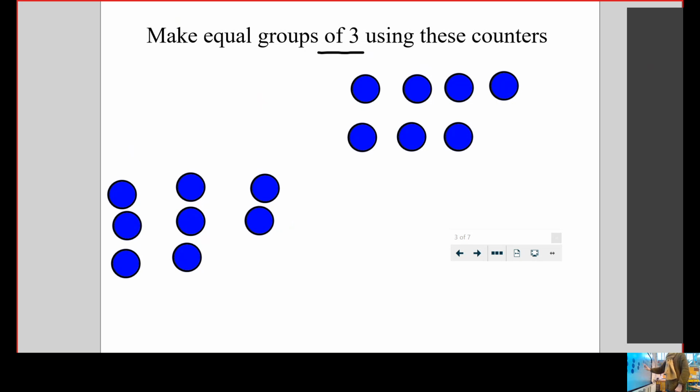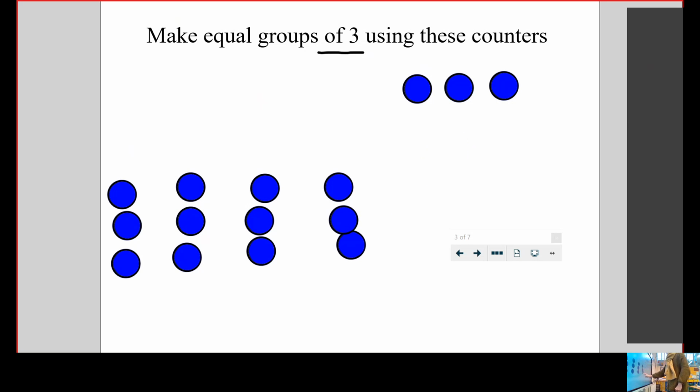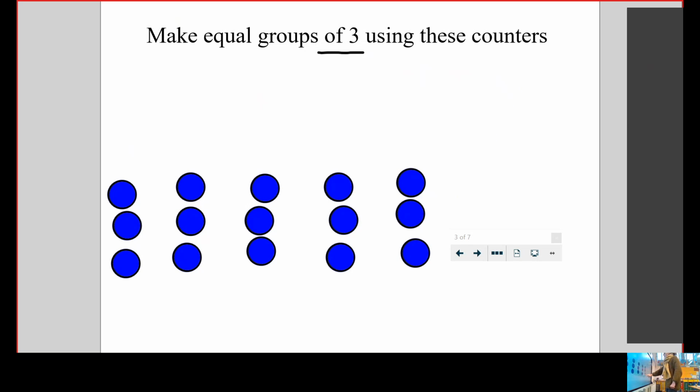1, 2, 3. Let's see how many more groups of 3 we can make. 1, 2, 3. 1, 2, 3. Okay, so we've got groups of 3.